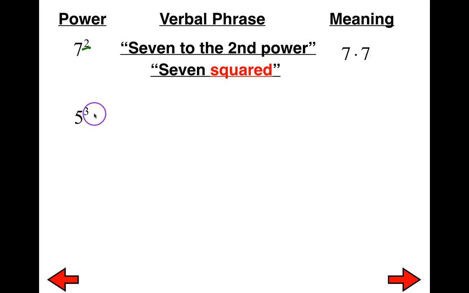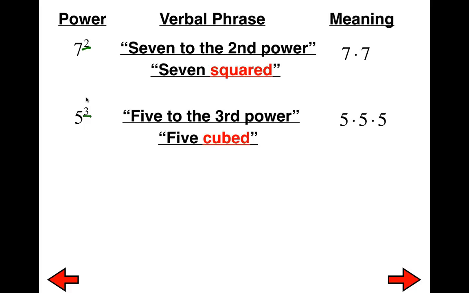Okay, well, what if there's a 3? What's being raised to the third power? Of course, you can always read it as 5 to the third power, but a more common way of reading it, and a better way to phrase it, would be 5 cubed. And again, it just means 5 is being repeated 3 times and you're multiplying.